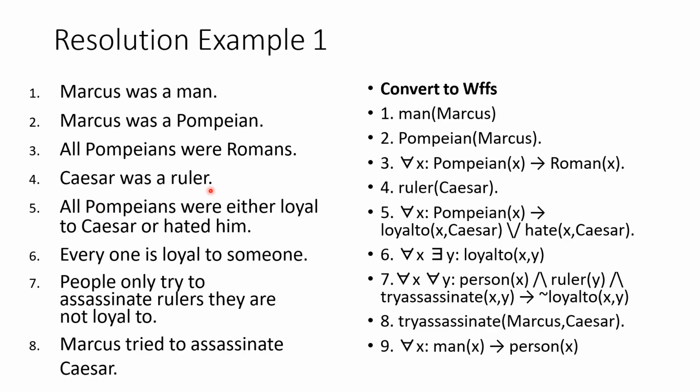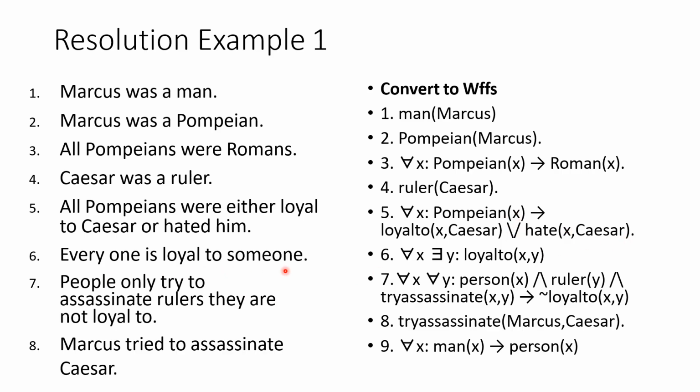Then Caesar was a ruler. It is similar to the first two sentences. Here you can see ruler Caesar. Then all Pompeians were either loyal to Caesar or hated him. So for all Pompeians, we will represent using the universal quantifier: for all x, Pompeian of x implies, here you can see, loyal to Caesar or hated him. So we can put loyal to x comma Caesar. There is an or there, so we can put the or symbol, hate x comma Caesar.